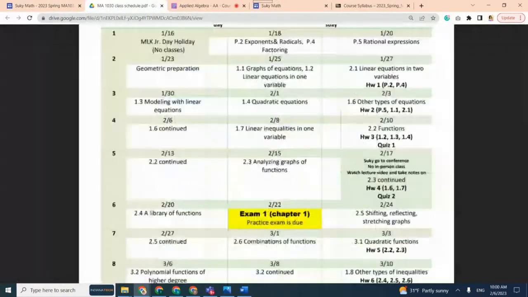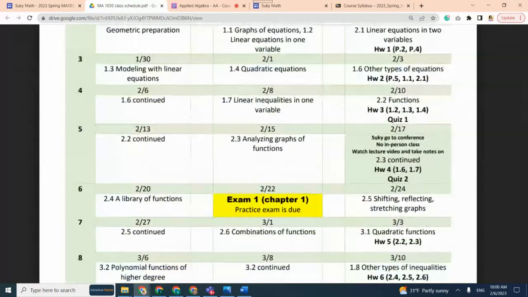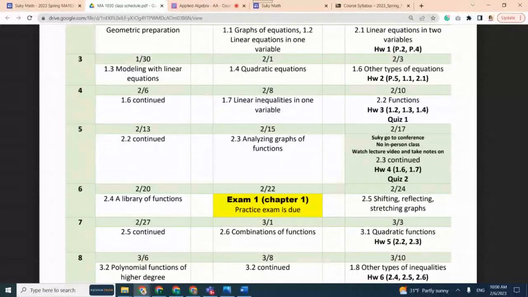Today's Monday, February 6th. So today we will talk about session 1.6. And then this Friday, you will have homework 3 and the first quiz. So your quiz will have like 2 to 3 questions, and you do it in Blackboard. So you have a whole day to start your quiz.